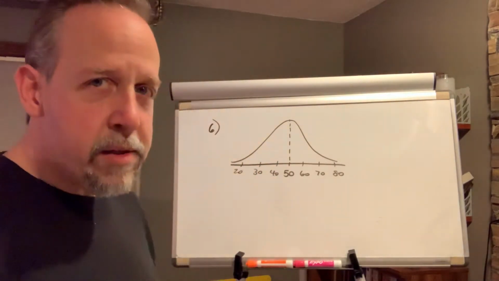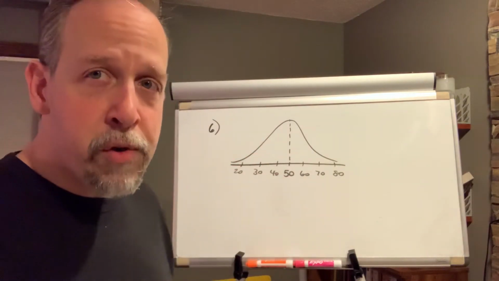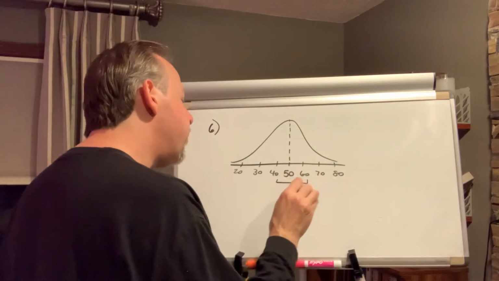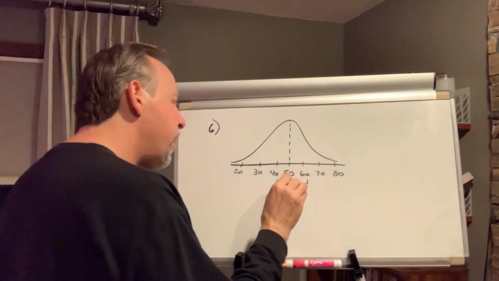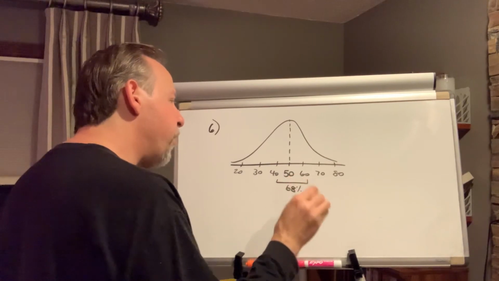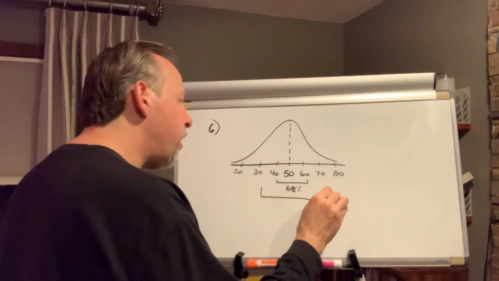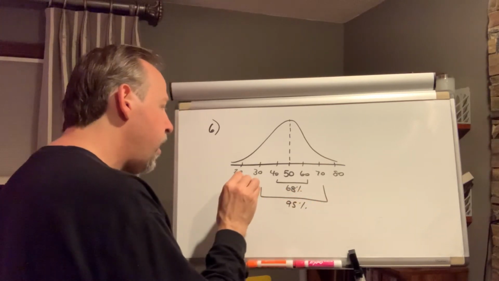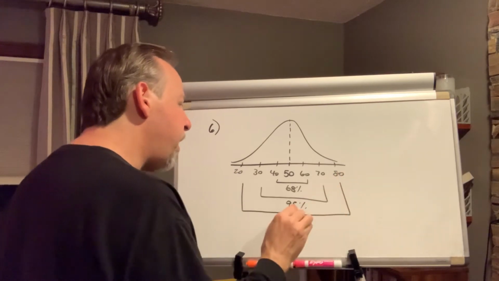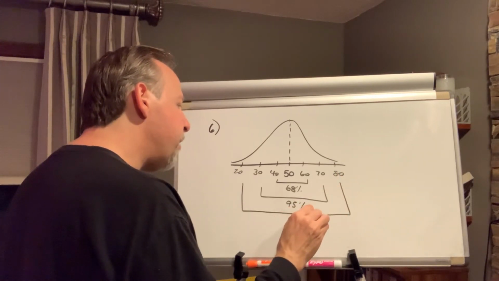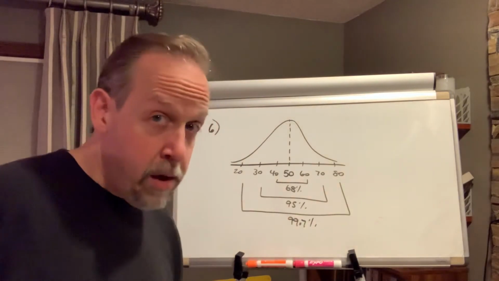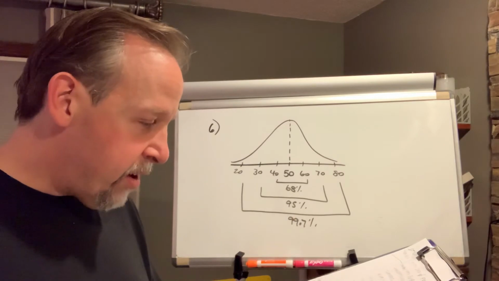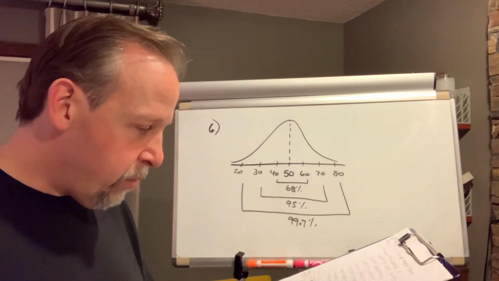Now there's a rule that has to do with the normal curve called the empirical rule. What it tells you is that within 1 standard deviation on either side of the mean is 68% of all your data. Within 2 standard deviations to either side of the mean is 95% of all your data. And within 3 standard deviations to either side of your mean is 99.7% of your data. Why is this important? Well, the question asks what percent of our data lies between which 2 values?